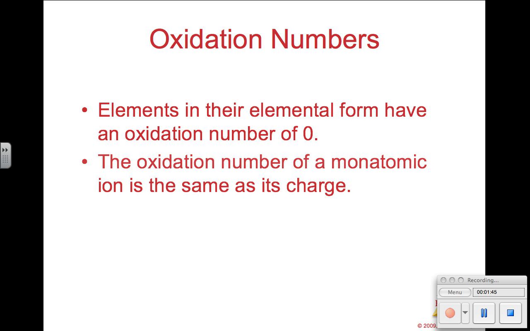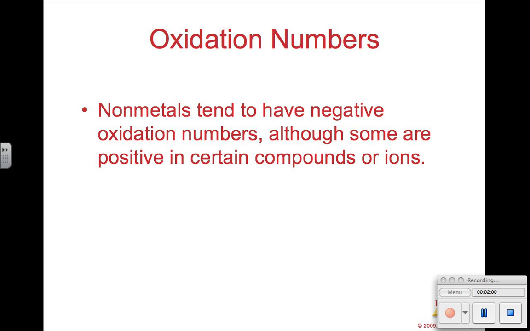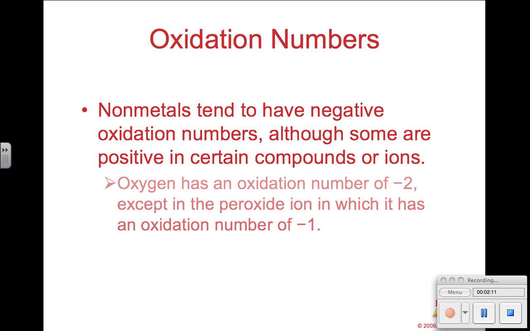The oxidation number of a monatomic ion is the same as its charge. So let's say you had sodium ions, which is always Na+, right? Therefore the oxidation number of that would be +1. Nonmetals tend to have negative oxidation numbers, like all of the halogens and nitrogen, oxygen, hydrogen, kind of all of that grouping. Some are positive, but you're going to have to use other ions or other elements that they're combined with to determine that.